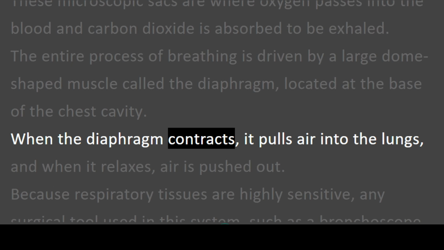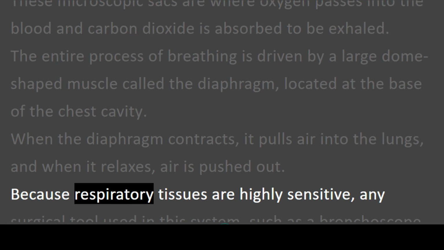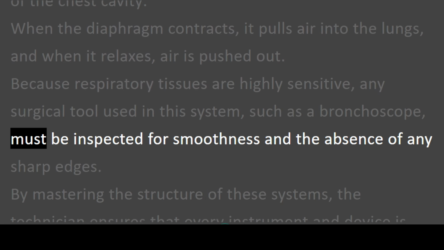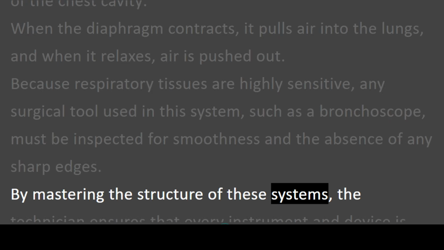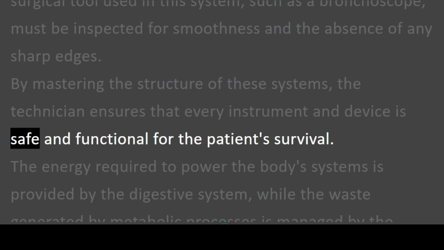When the diaphragm contracts, it pulls air into the lungs, and when it relaxes, air is pushed out. Because respiratory tissues are highly sensitive, any surgical tool used in this system, such as a bronchoscope, must be inspected for smoothness and the absence of any sharp edges. By mastering the structure of these systems, the technician ensures that every instrument and device is safe and functional for the patient's survival.